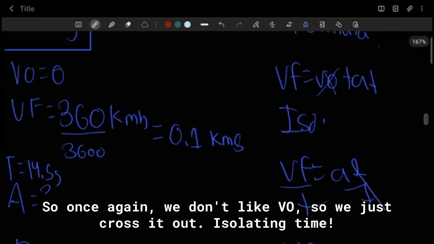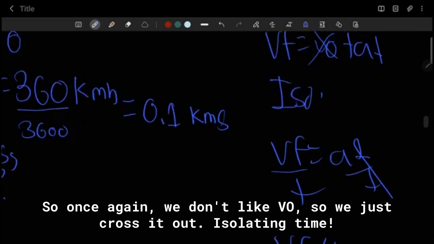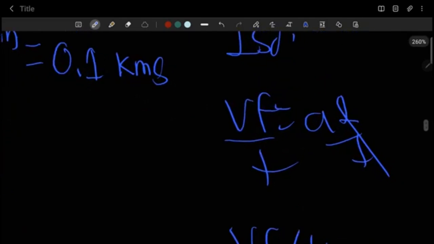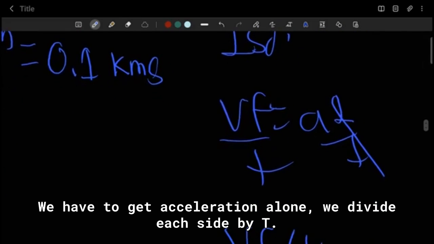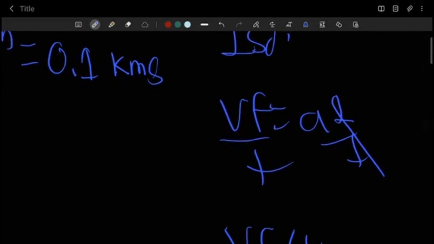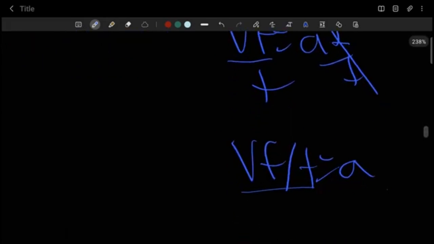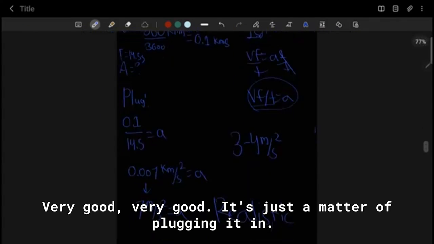So, once again, we don't like VO, so we just cross it out. I don't like VO. Goodbye. To isolate, we have to get acceleration alone, so we divide each side by t. VF divided by t, divided by t. We get VF divided by t is equal to acceleration, right over here. Good, very good.